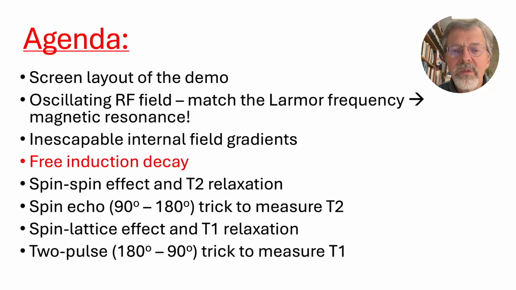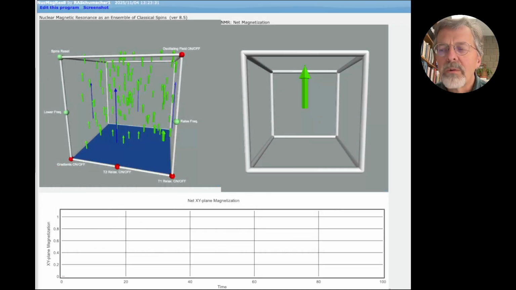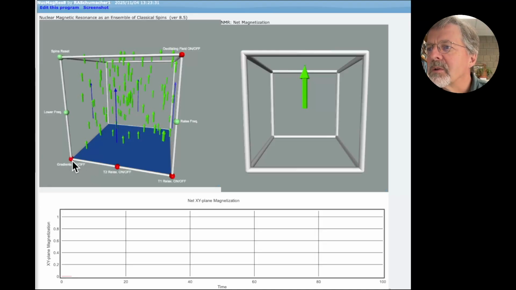So in fact, what we've just seen is an example of what's called free induction decay. Let me show you that from start to finish without the artificial turning on of the gradient, so you can see how this simulation represents the phenomenon of free induction decay. So here we are at the beginning. What we'll now do is turn on the field gradients right from the get-go by clicking this button over here.